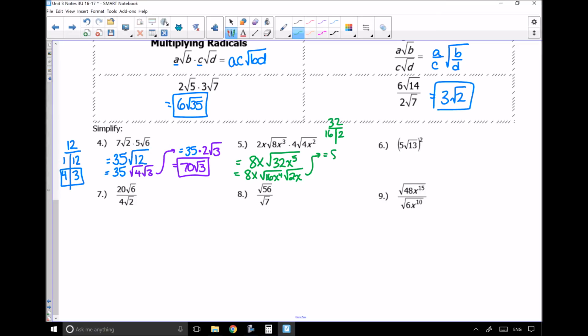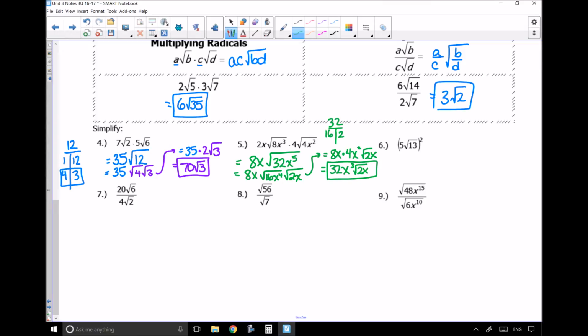So then I'm just going to copy down the 8x, and the square root of 16 is 4, and the square root of x to the power of 4 is x squared, and then I have root 2x left over. So I have 32, 8 times 4 is 32, x to the power of 3 times the square root of 2x, and that's my final answer.